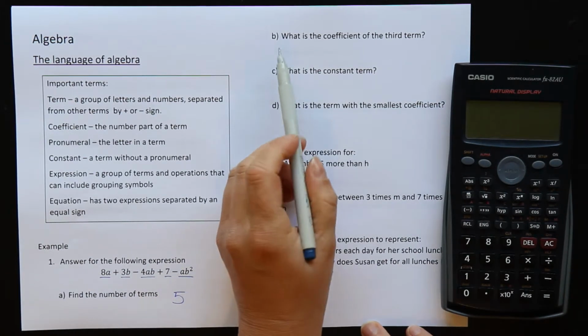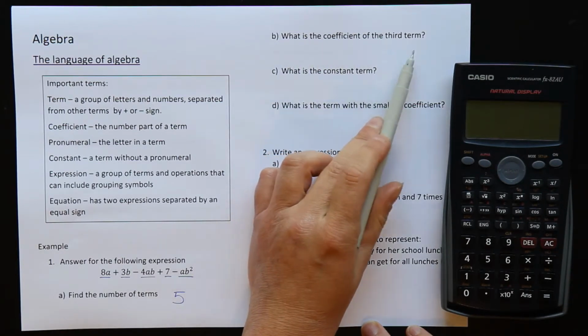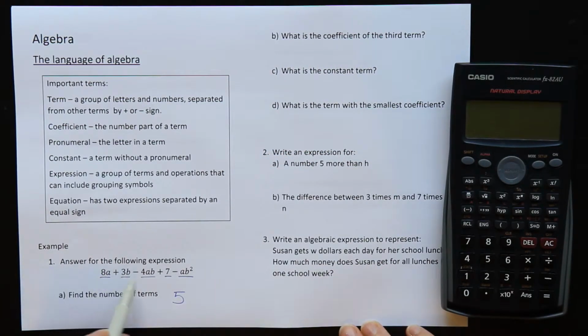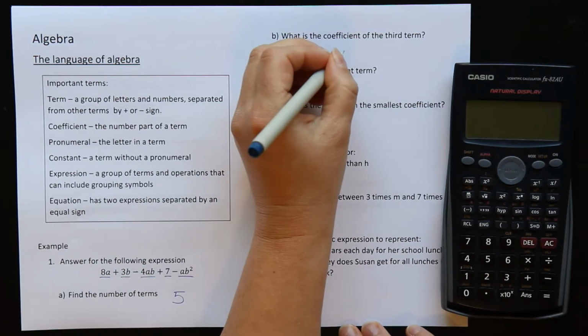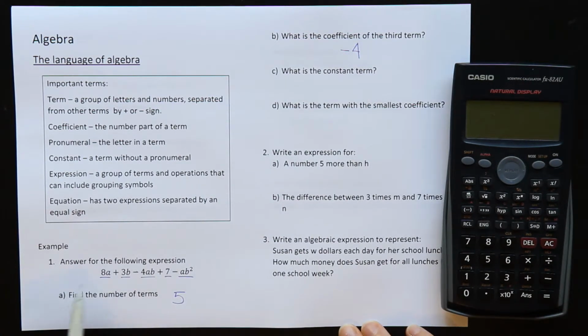Okay, the second question here, B, what is the coefficient of the third term? 1, 2, 3. Okay, so this is the third term. The coefficient means the number part of the term. Well, the number in here is minus 4. Don't forget about the minus sign if there is one. That's important. So my coefficient is minus 4.